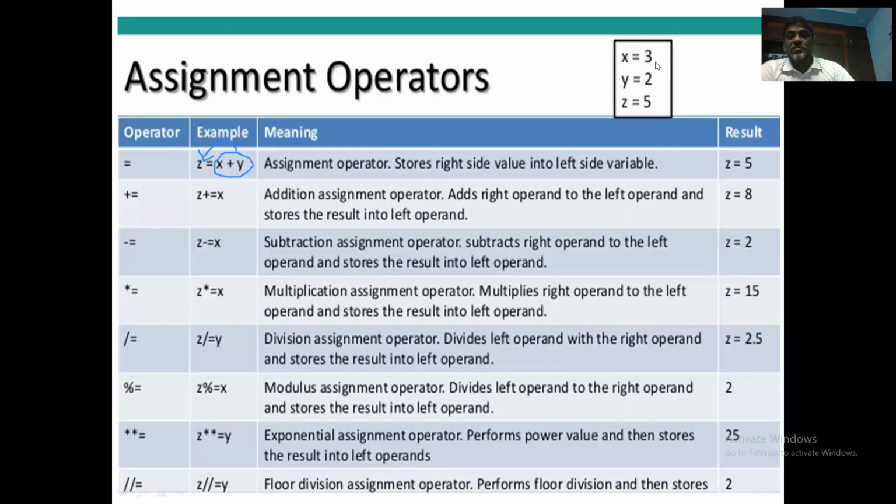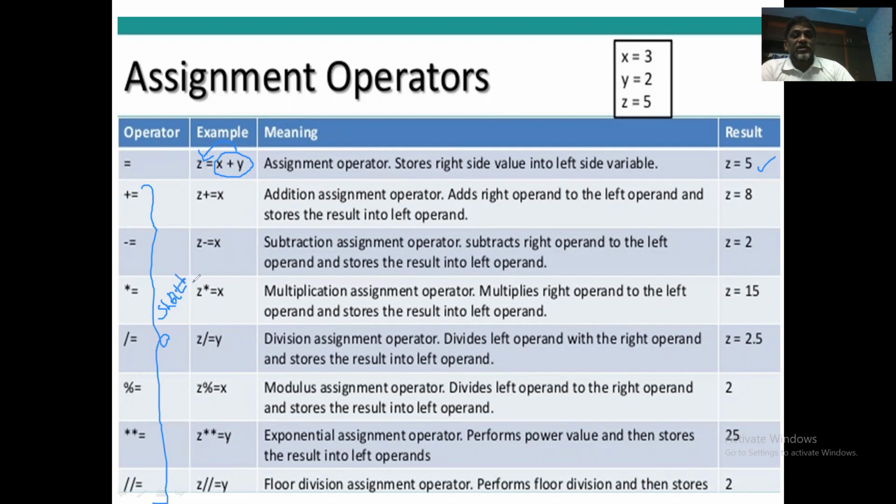Okay, so let me show. x is 3 and y is 2. Then z is 5. Here I am calculating z is equal to x plus y. So the result of 3 plus 2 is stored into z. Okay, and there is only one assignment operator, but these symbols are all called as shorthand assignment operators. Okay, these are all called as shorthand assignment operators.